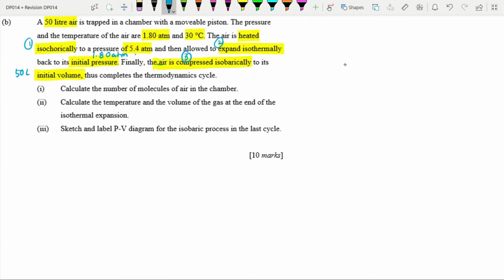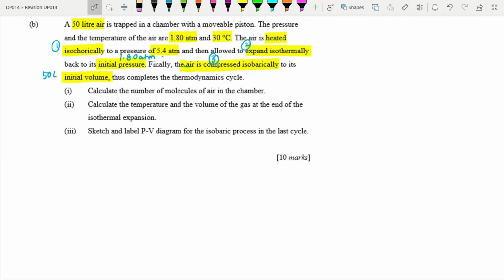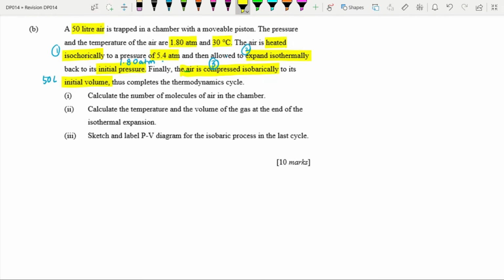Alright, so first question. Calculate the number of molecules of air in the chamber. Okay, so the symbol for number of molecules is N. So N is the number of molecules. You have to distinguish capital N from small n. So we need capital N, not small n.